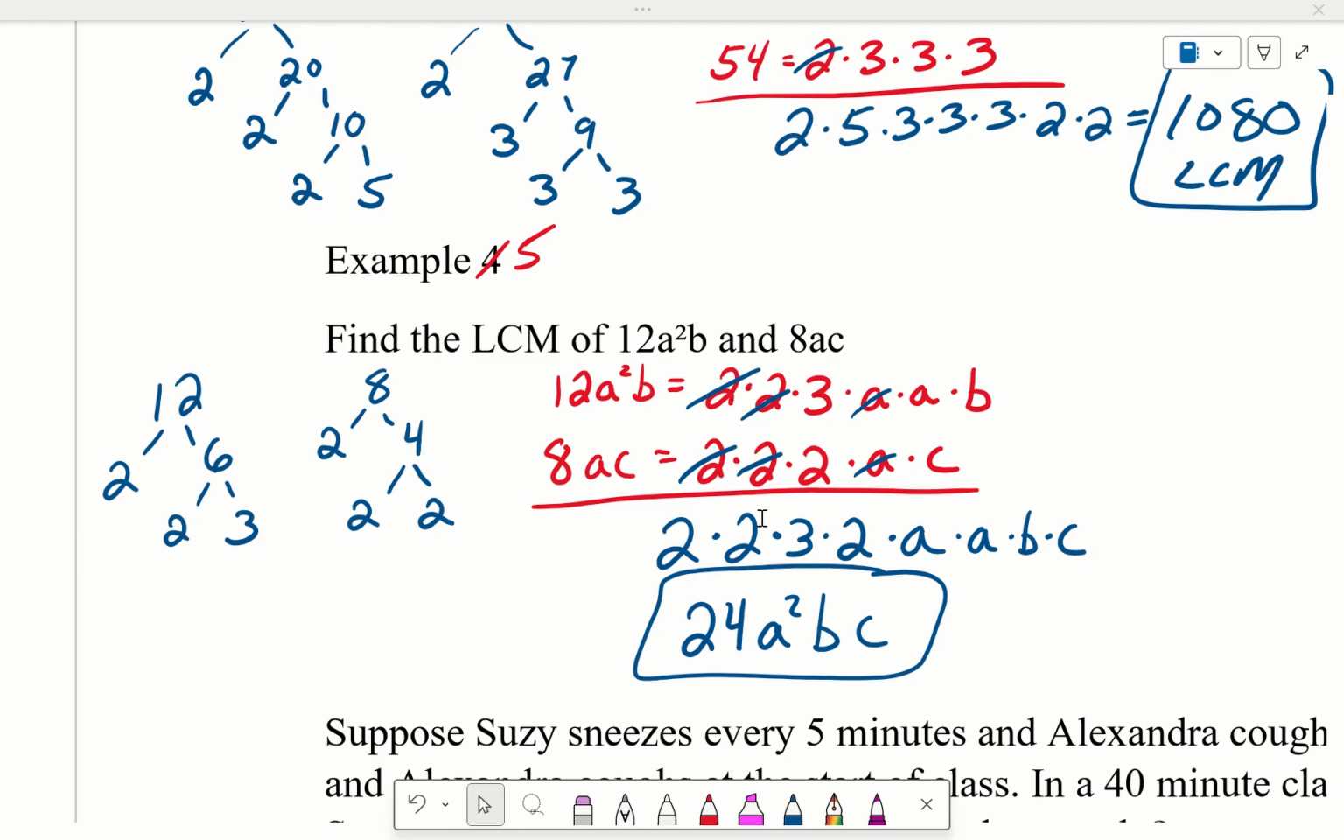We have no other common factors with the numerical values, so write down the leftovers here, 3 and 2. We do have a common factor in the A's, A and A, cross those out, write it down once. And then the leftovers have no other matches, so A gets written down, B gets written down, C gets written down. Then we just multiply it all together. 2 times 2 is 4, 4 times 3 is 12, 12 times 2, we get 24. A times A is A squared, B is just B, C is just C. So there you go.